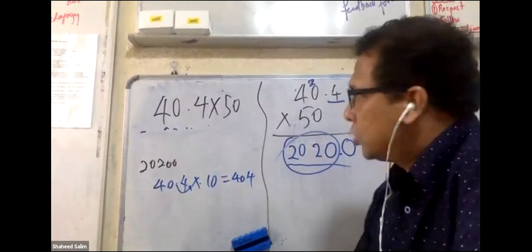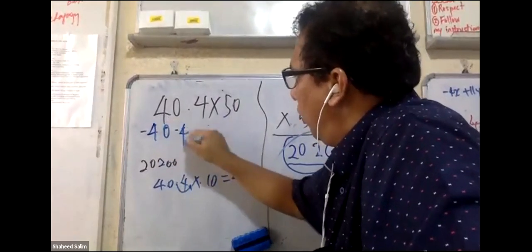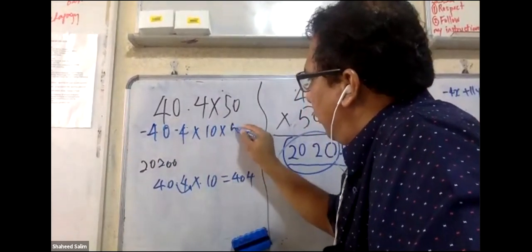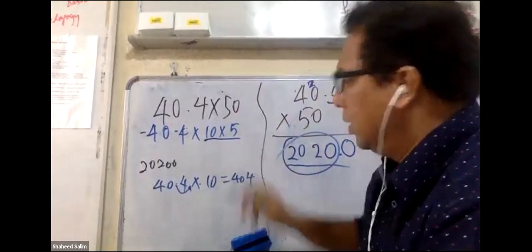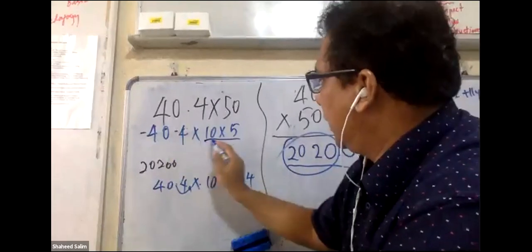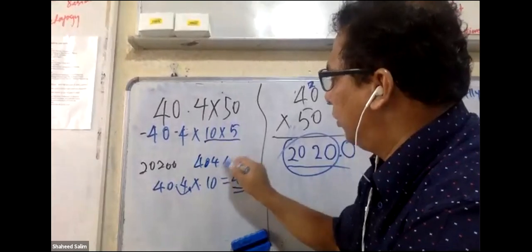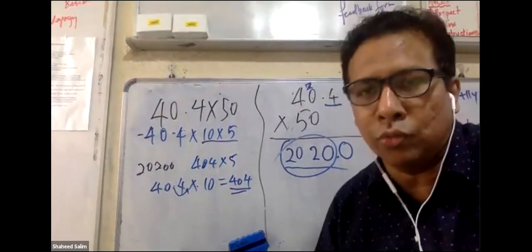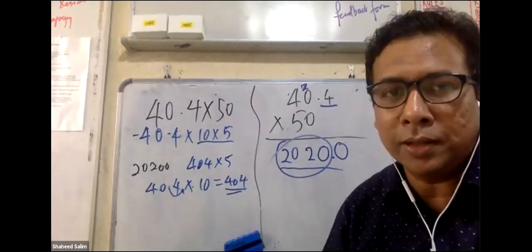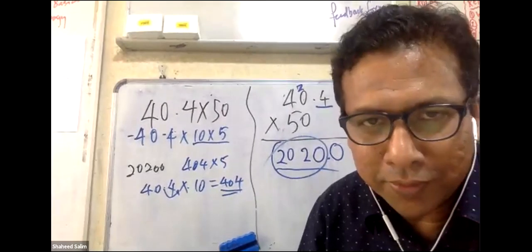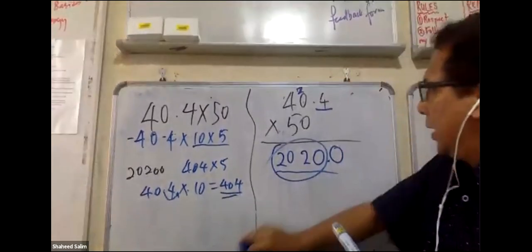Correct? So now I break this up. 40.4 times 10 times 5. 10 times 5 is 50. Watch why I do this. Easier for me. 40.4 times 10 is 404. Now I need to get 404 times 5. Now I know how to do. Correct or not? Zahira, you confused? Rahana confused? I'll show you again down here. Watch.